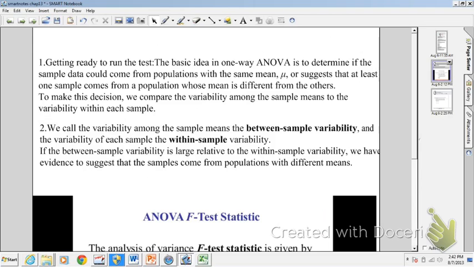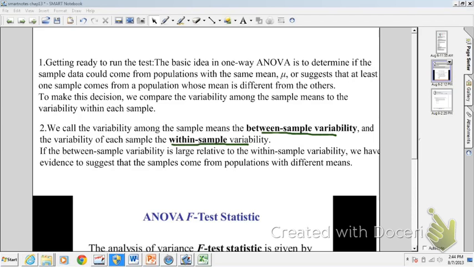Okay? And the variability, sorry, my computer went offline there for a bit. Let me reread constraint number 2. We call the variability among the sample means the between sample variability, and the variability of each sample the within sample variability.